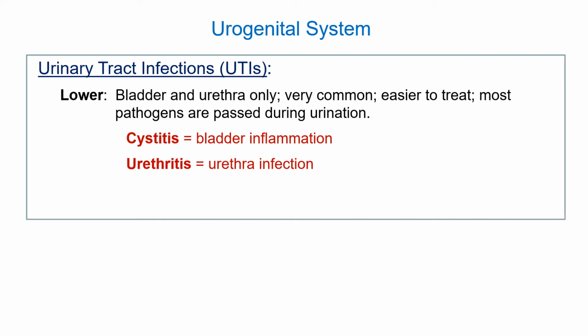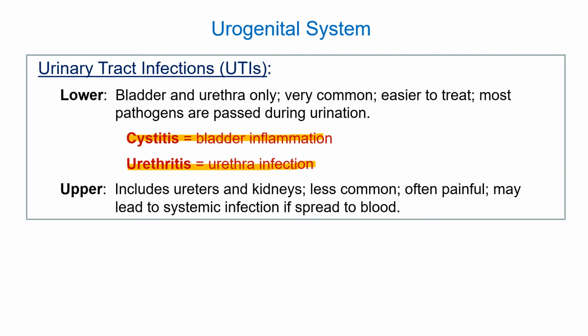You can see there are different names for this. Urethritis for a urethra infection is the most common. Cystitis for bladder infection. Upper urinary tract infections include the kidneys, less common, more painful, and can be quite serious, particularly if it spreads to the blood.